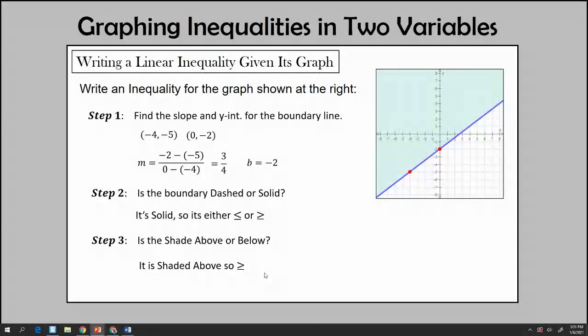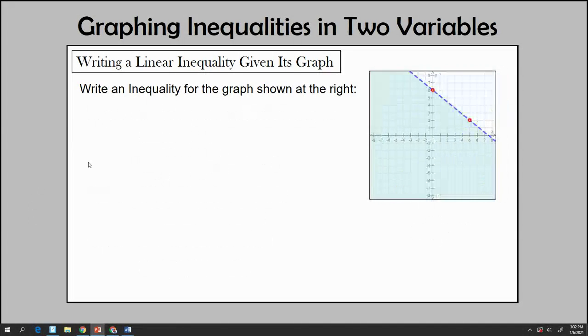All right. So now I have everything I need to write my equation. I got my slope, I got my y-intercept, I got the symbol that I need. So the inequality to represent this line is y greater than or equal to 3/4 x minus 2. Y equals mx plus b, if you will. Getting that symbol was the key. Okay, so that's how we do it, working backwards. It's the same three steps. We're just kind of filling the information in backwards.